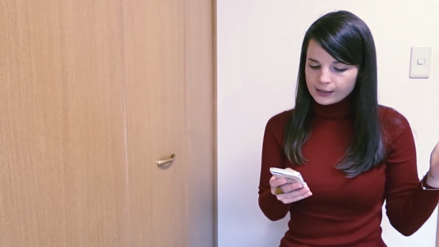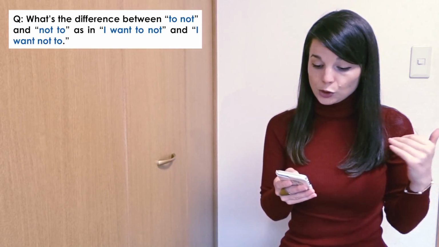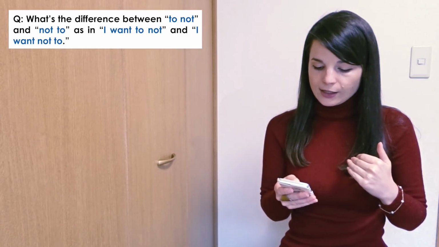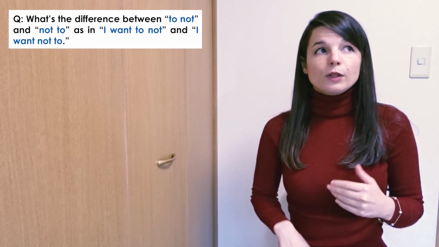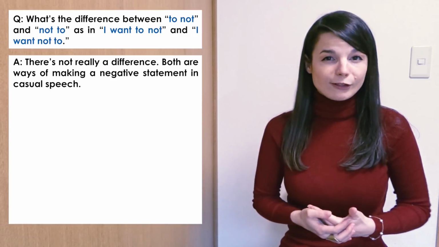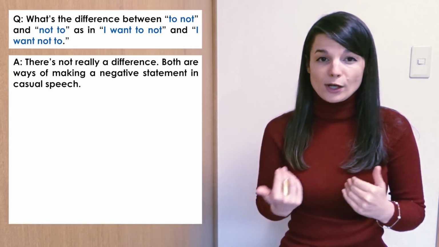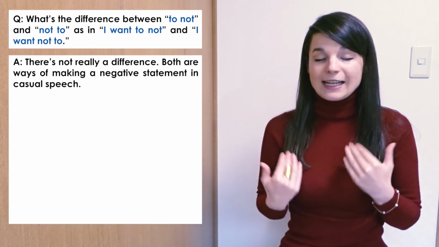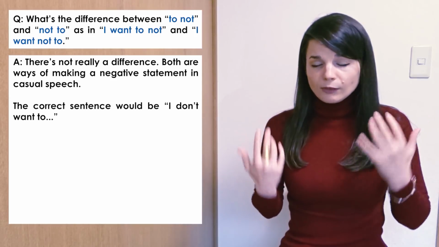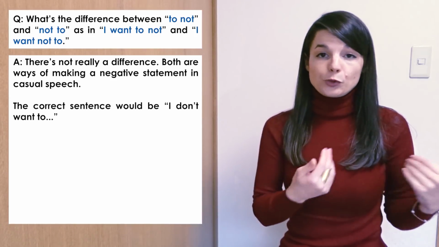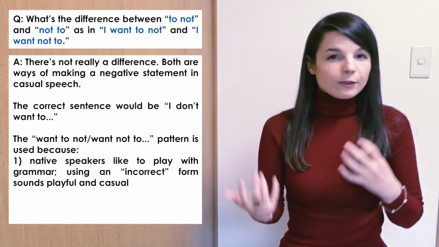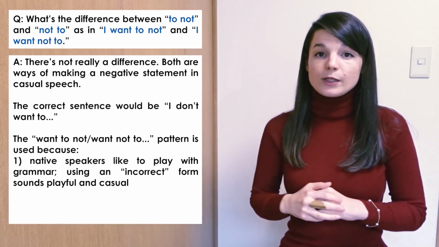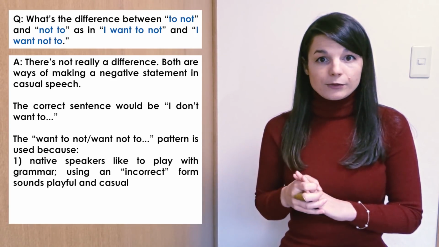Next question comes from Pavel. Hi Pavel. Pavel says, hey Alisha, please tell us about the difference between to not and not to, as in I want to not and I want not to, for example. Yeah. So with these, there's not really a difference between these. Like I want not to and I want to not do something. Both of these are casual ways of explaining a negative in speech. The correct sentence would be, I don't want to do something. But like native speakers sometimes like to kind of play with grammar a little bit. That's one reason they might use this pattern. Either of these patterns, really.